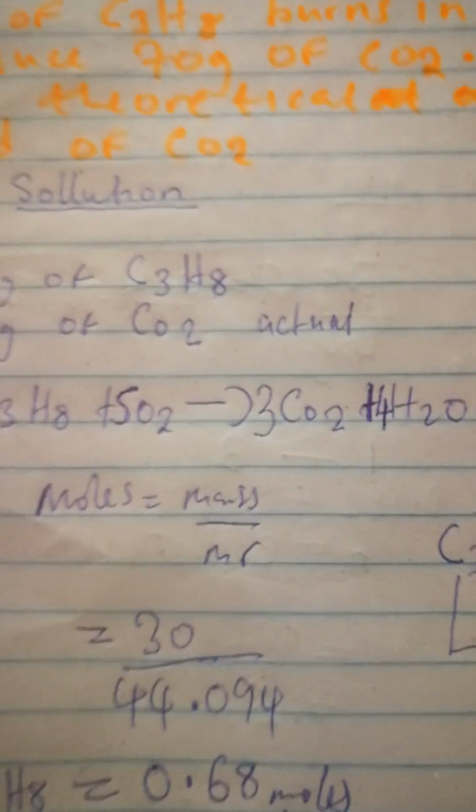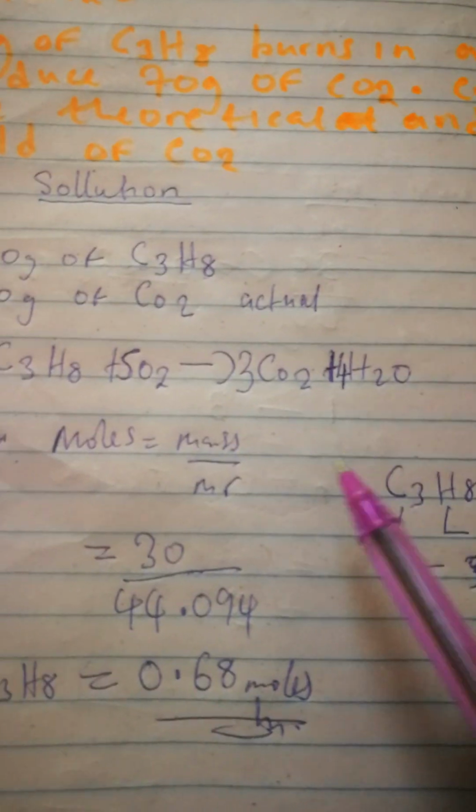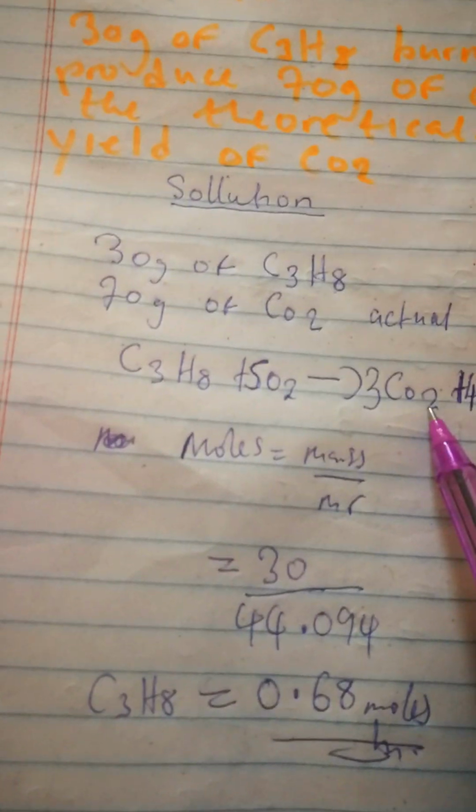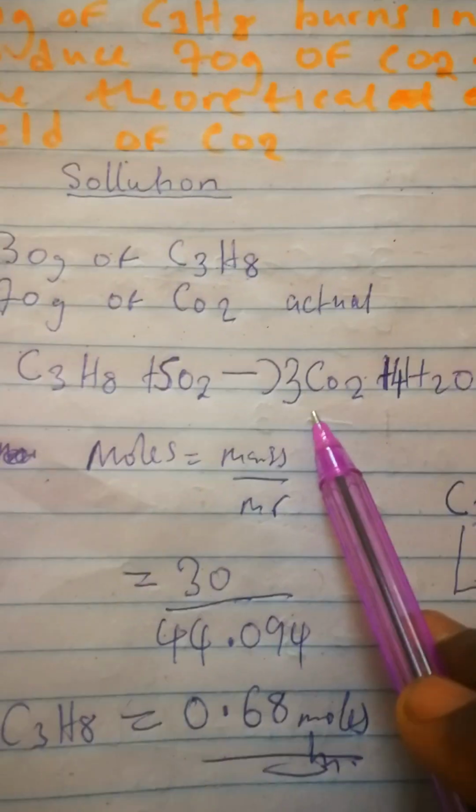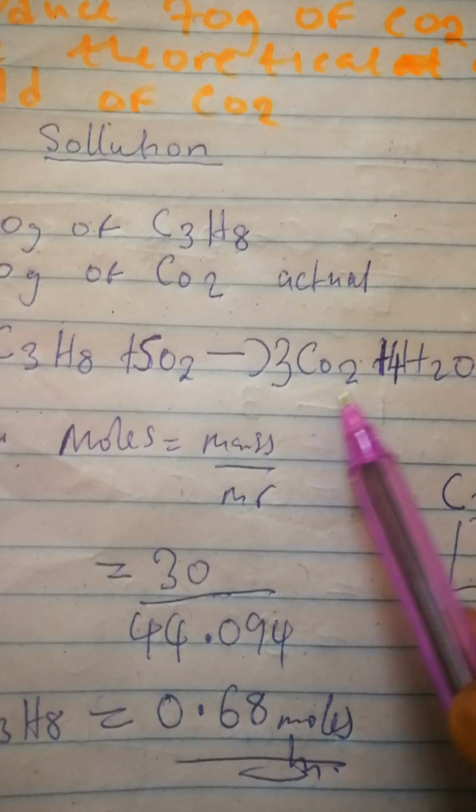What is the mole ratio? That is the importance of balancing the chemical equation. Here we have 3CO2 and C3H8, so the ratio is 1 to 3. So we write C3H8 to CO2, the mole ratio is 1 to 3. Then we have calculated the moles for C3H8, which is 0.68, and the moles of CO2 is X.